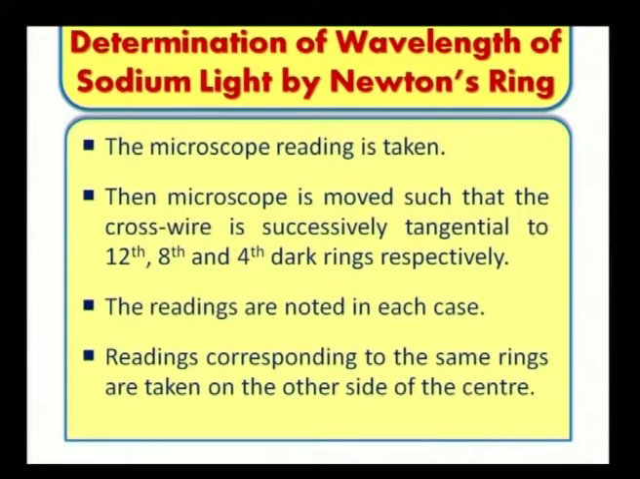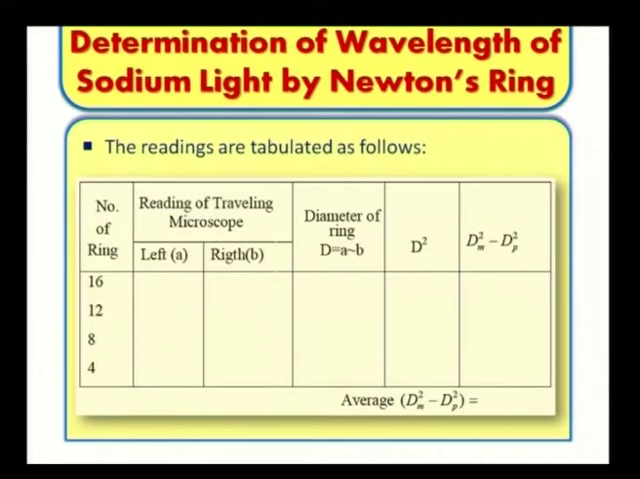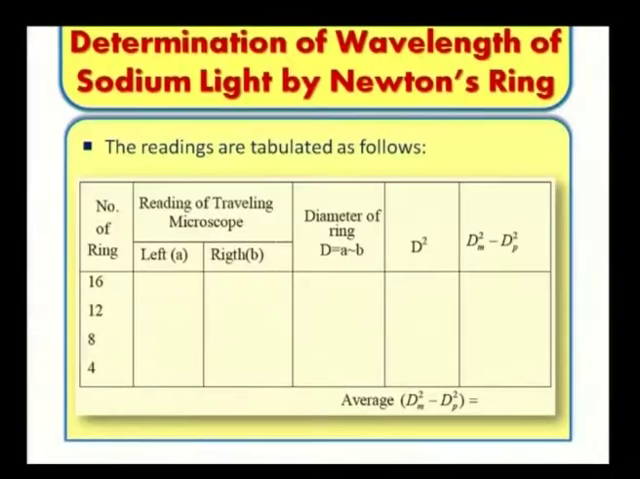Things can be tabulated, and again the squares ought to be obtained, because the expression that you have to use to determine lambda will contain the squares, dm square minus dp square. What is dm square? M refers to the order of the ring, the mth ring. It may be the 8th ring or the 12th ring or the 4th ring and so on. P may refer again to 4, 8, 12 and so on. Therefore, the readings are tabulated as follows.